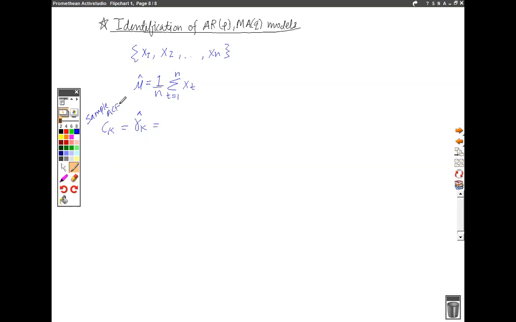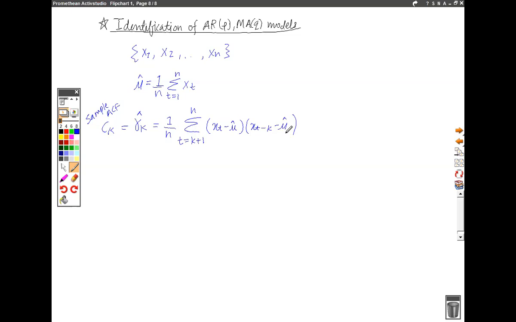Okay, and when I'm writing its function, I will write something like 1 upon n. So we have n data points summing across, where my t takes values k plus 1 till n. And I have xt minus mu hat and xt minus k minus mu hat.